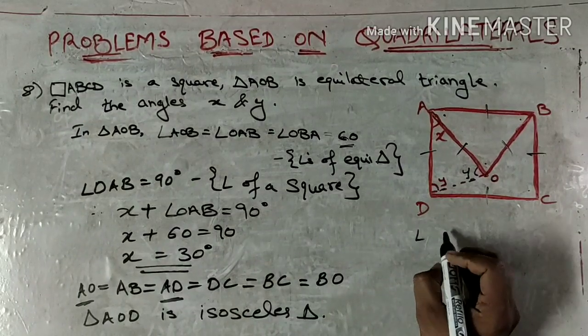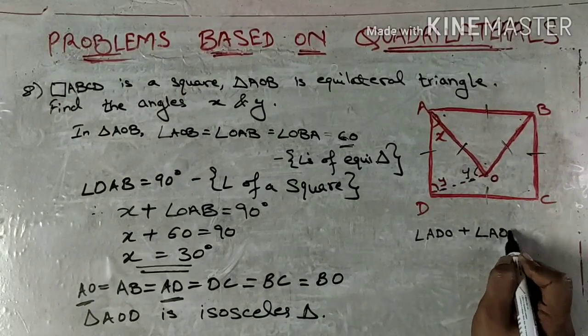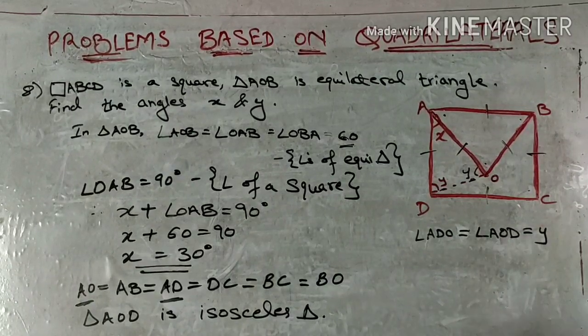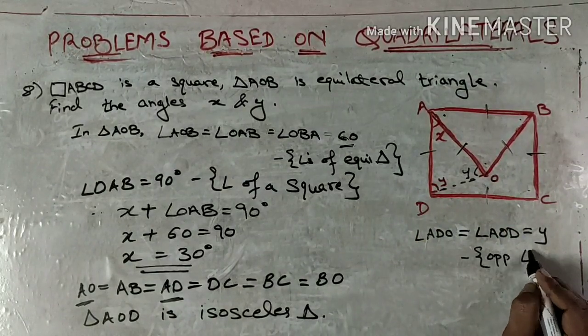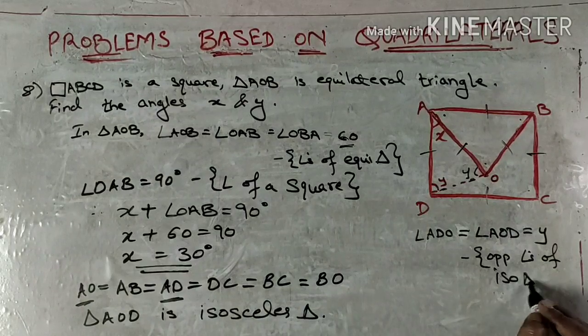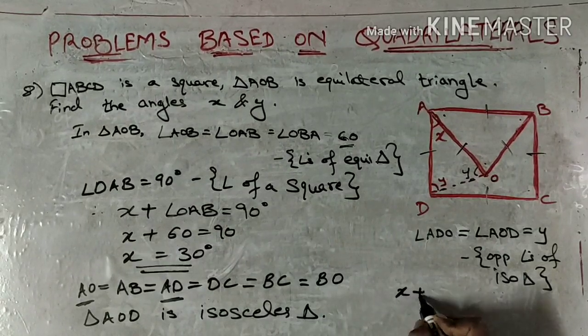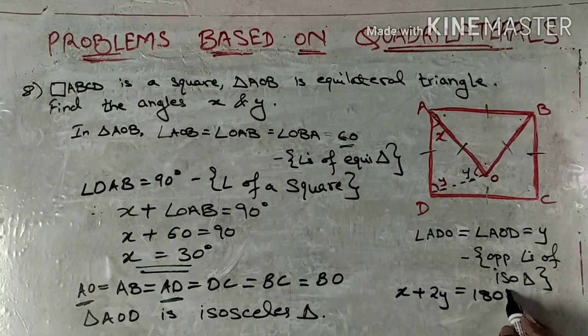So angle ADO plus angle AOD is equal to, not plus, is equal to Y, opposite angles of an isosceles triangle. Therefore in this triangle, as we have already said, all the three angles will be summing up to 180 degrees. So x plus y plus y becomes x plus 2y is equal to 180 degrees, angle sum property of a triangle.